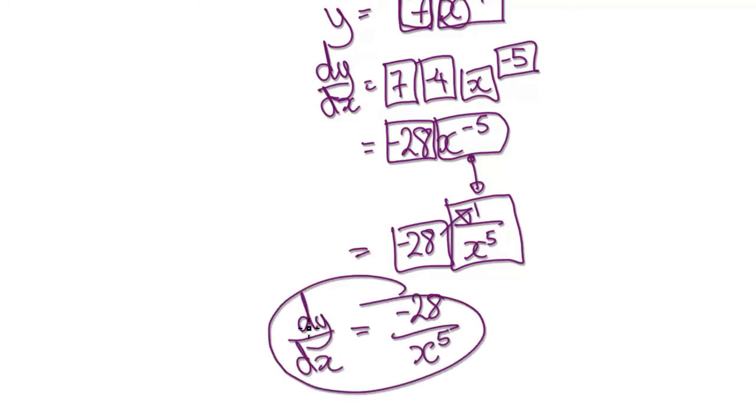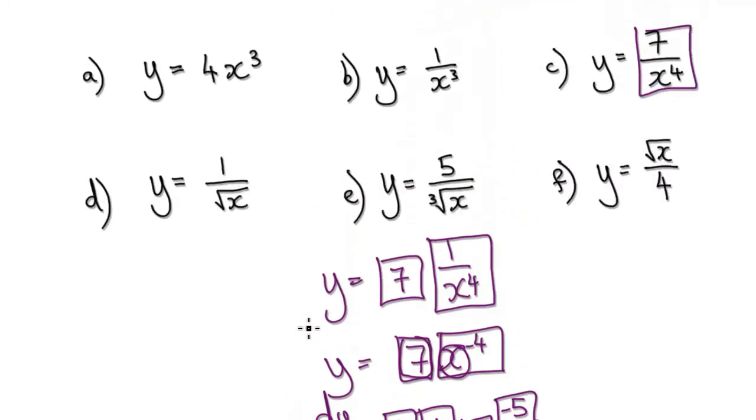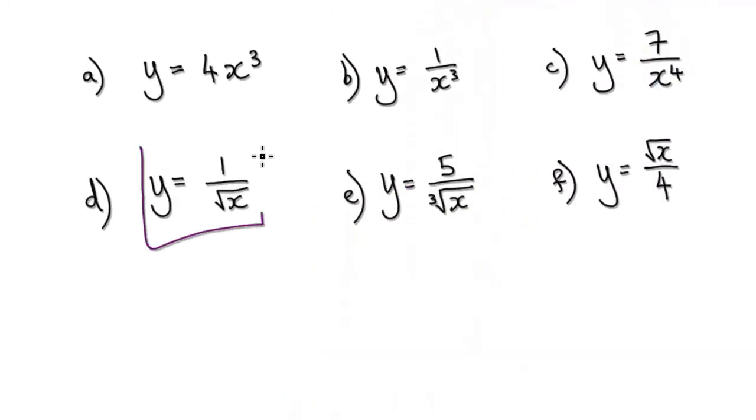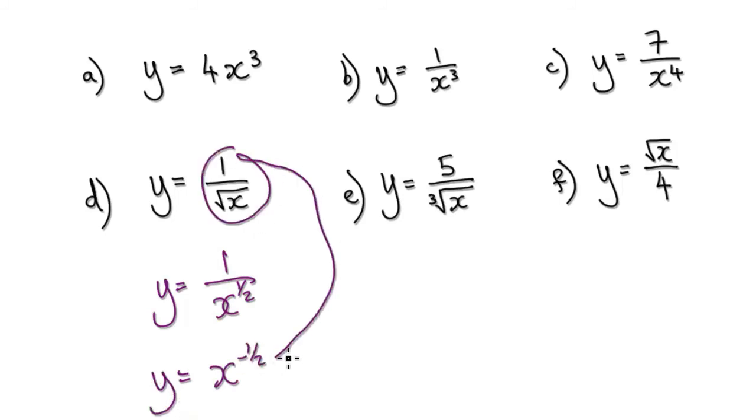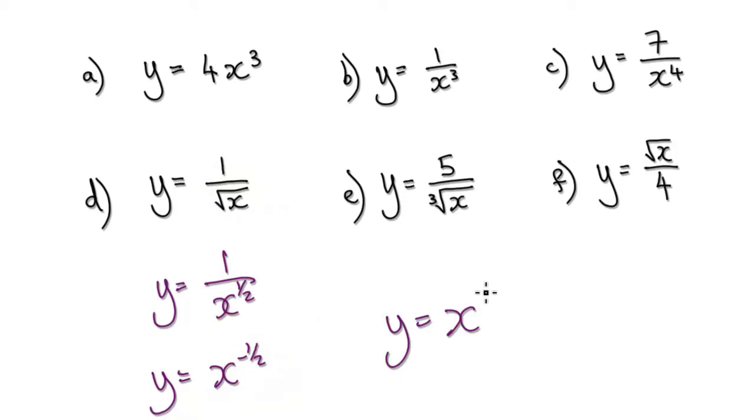Okay, so next one. So now D. So to do D, let's imagine this as being y equals. Let's imagine this as being 1 over x to the power of 1/2, and then that's the same as x to the power of -1/2. So this thing here can be written as this. So now it's in the desired form. Remember, the desired form is x to the power of something. Look, it's x to the power of -1/2. So now we're ready to differentiate.